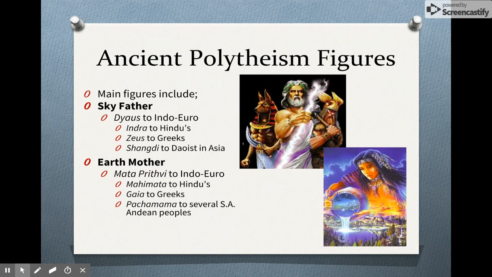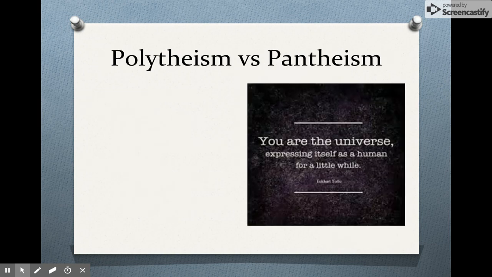Also, another important figure is Earth Mother. Earth Mother is Mata Prithvi to Indo-Europeans, Mahimata to Hindus, Gaia to Greeks, and Pachamama to several South American Andean peoples. That was my attempt to respectfully pronounce these names and enunciate them correctly, but it gives you a bit of background as to who these major ancient figures are. So remember, let's try and reiterate.